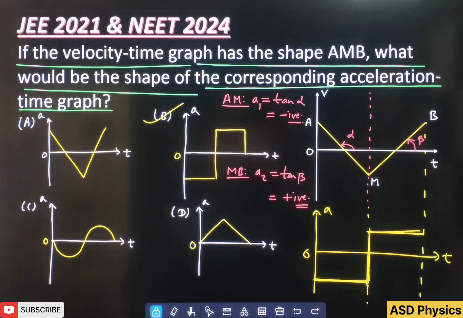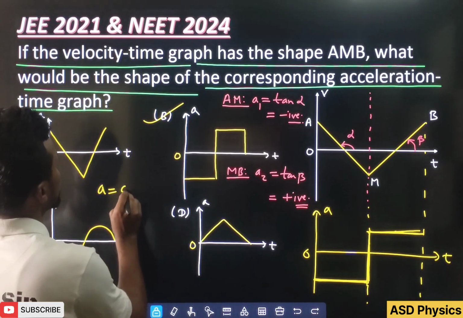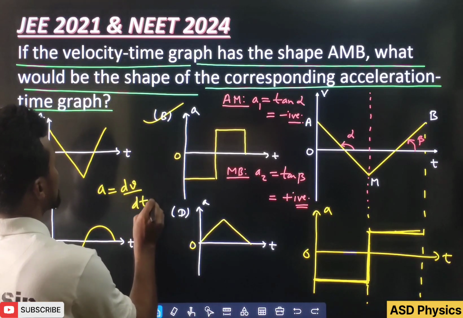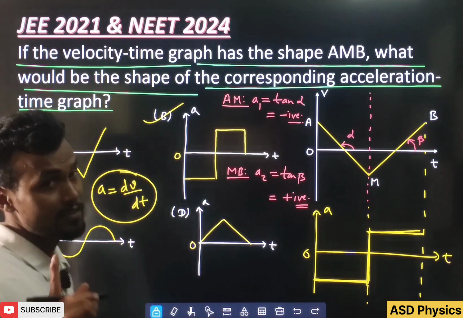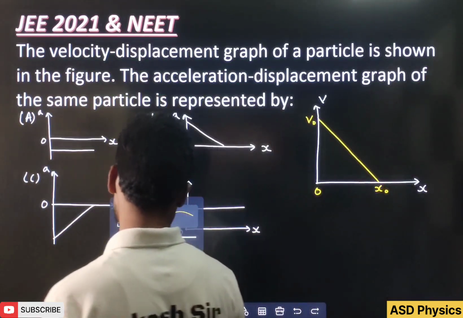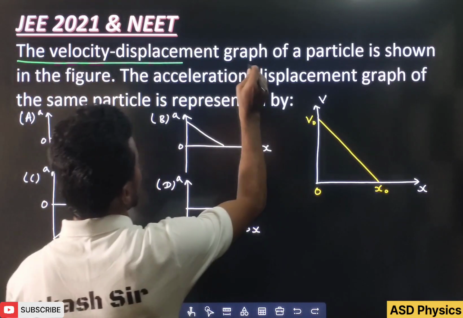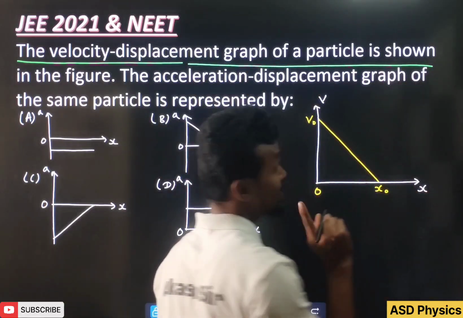So slope is important for the velocity time graph. I can tell it from a equal to dv by dt. The slope of the velocity time graph will give us acceleration. Okay, great. Now students, let's go to the next question. JEE 2021. See here, the velocity displacement graph. Which graph?